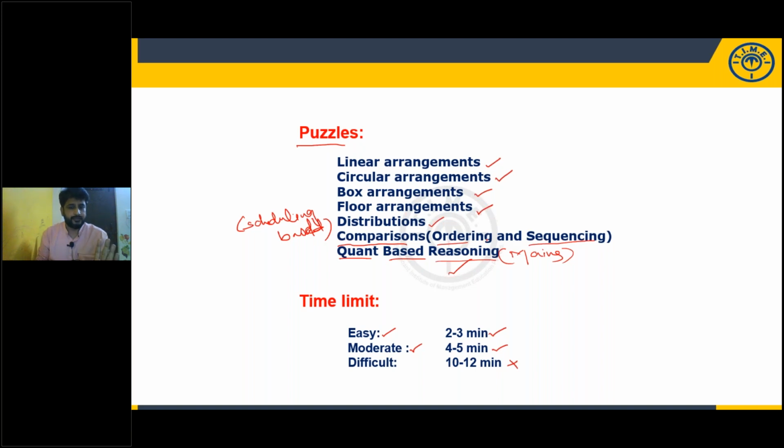And comparison questions, quant-based reasoning questions, very rarely they'll give you in prelims. Generally we come across them in mains. Okay, so while practicing the puzzles, there are some do's and there are some don'ts. So let us first discuss the do's.